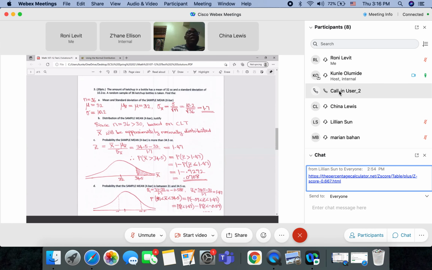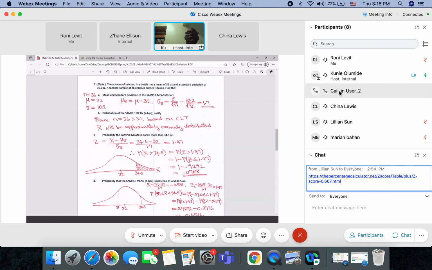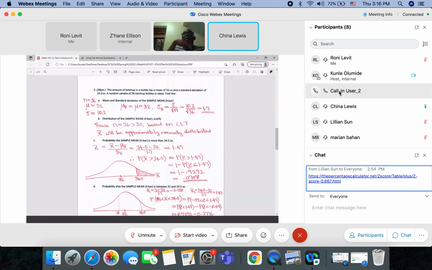Yeah, because I was just about to ask, what is CLT? So that makes sense. It's based on CLT. I used that in class many times. Central limit theorem, CLT. So X bar will be approximately normally distributed.